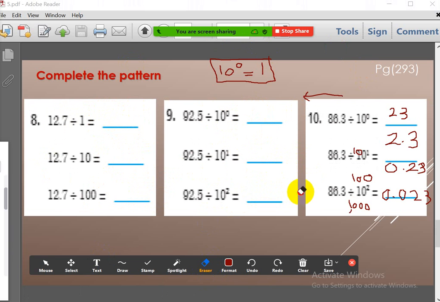Now number 8. Let's see. The first one, very easy. 12.7 divided by 1 equals the same number, 12.7. What about 12.7 divided by 10? Let's see. Yes, Lama, open your mic. What is the answer for this? This is a decimal number, so the decimal point is already written here.